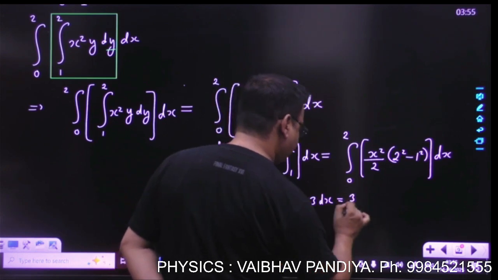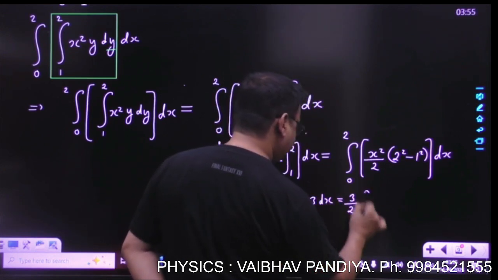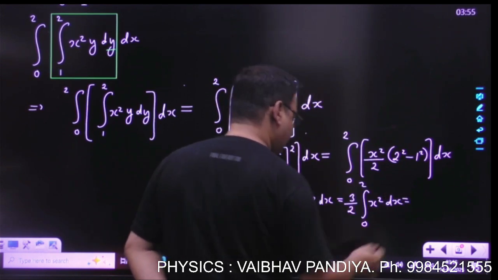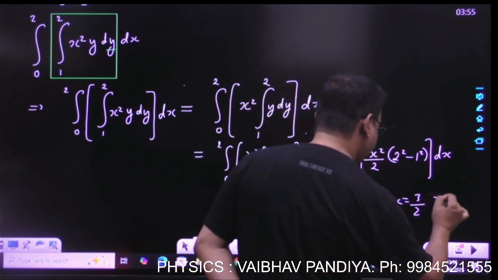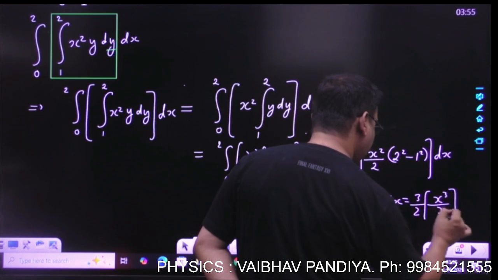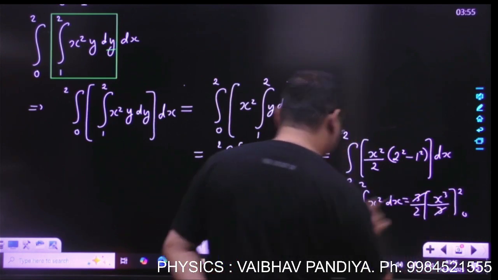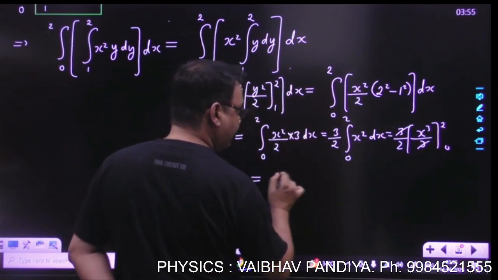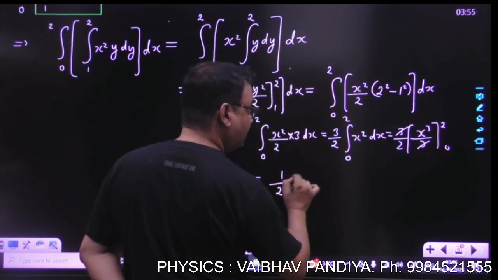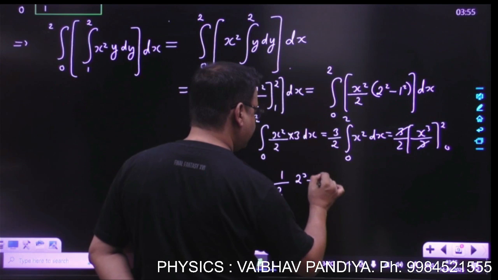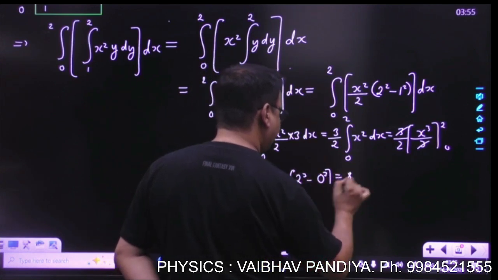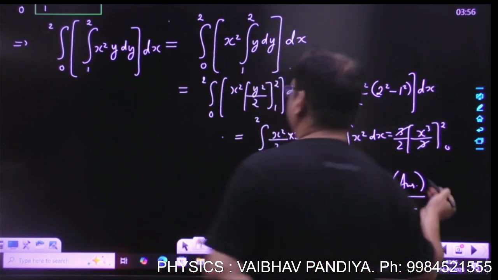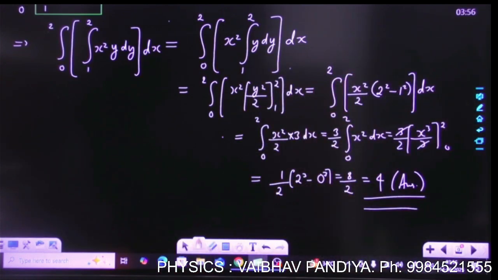Now 3 by 2 is a constant, and what is left is x square dx from 0 to 2. So we'll get 3 by 2, we'll get x cube by 3 from 0 to 2. This 3 will get cancelled away, and it also will come to be 1 by 2, 2 cube minus 0 cube. So we'll get 8 by 2. So your answer is 4. Got it? This is your answer for this double integral.